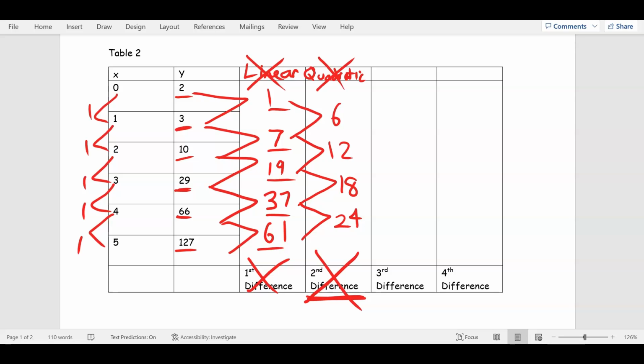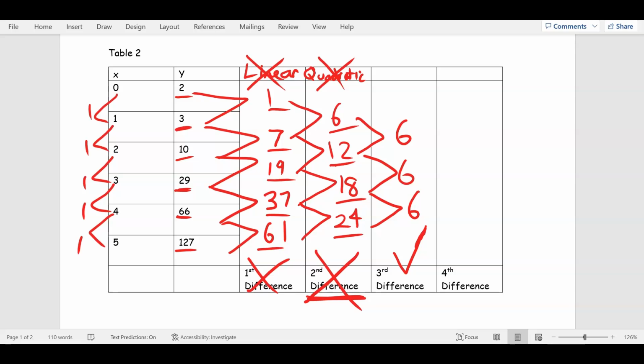Here we go. Bottom minus top. 12 minus 6 is 6. 18 minus 12 is 6. 24 minus 18 is 6. Would you look at that? They're all the same. Check. The third difference checks out.